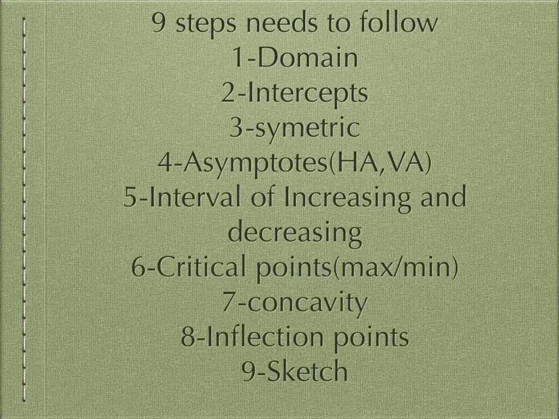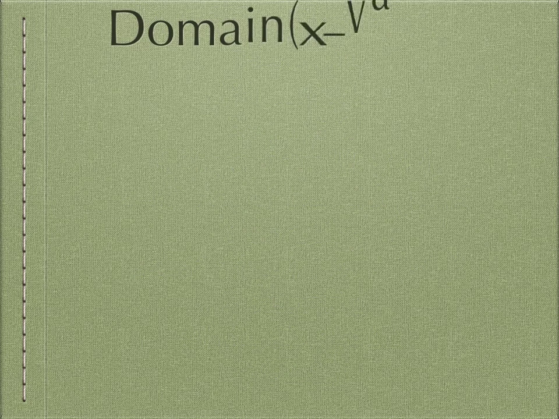Okay, so on graphing, we have 9 main steps: domain, intercepts, symmetry, asymptotes, horizontal and vertical, intervals of increasing and decreasing, critical points, concavity, inflection points, and then sketch. We go through one by one.